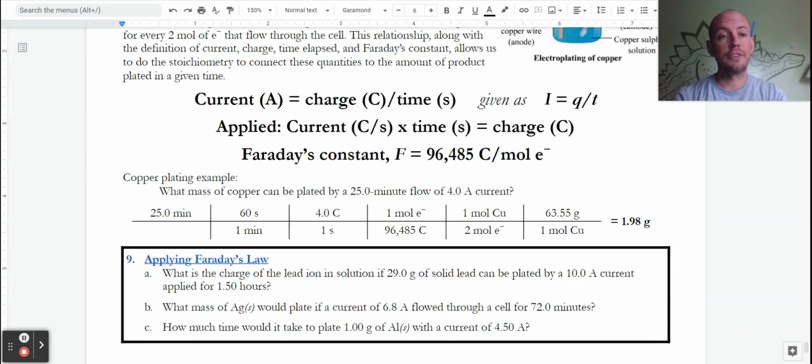So here are 3 different examples of different things you could be asked or different ways you could set up a problem given mass, current, or time to solve for an unknown.